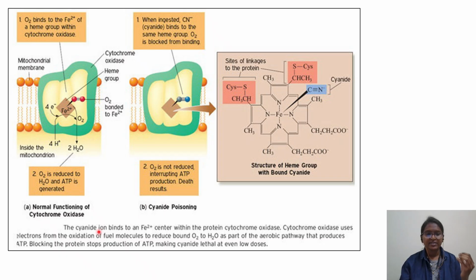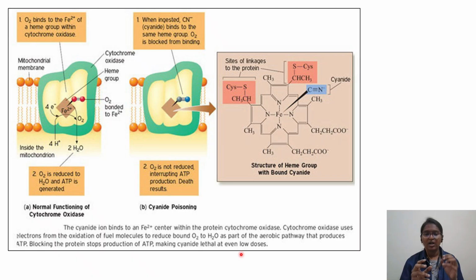So once again, we see the cyanide ion. It will bind to the Fe+2 center within the protein cytochrome oxidase. In this protein, you have Fe+2. Cytochrome oxidase uses electrons from the oxidation of fuel molecules to reduce molecular oxygen, O2, to water as a part of the aerobic pathway. Now, because of cyanide poisoning, this aerobic pathway has to be moved towards the anaerobic pathway that produces ATP. Blocking this protein stops production of ATP, so ATP production is decreased, making cyanide lethal even at low doses. This is the basic mechanism.